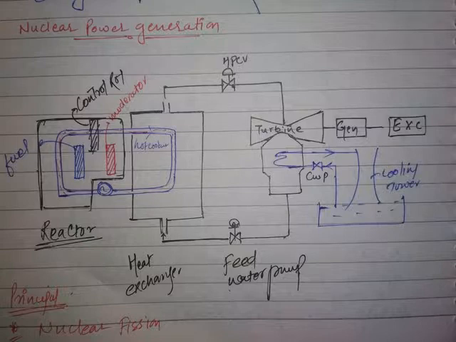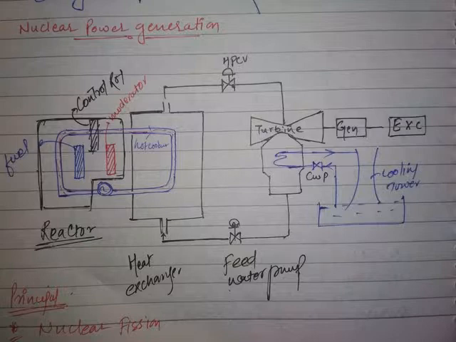Sometimes the nuclear chain reaction is continuous and produces an excess amount of heat. This excess heat depends on two things. One is how many neutrons are released. The second is how fast one neutron hits the other nucleus. We have to control these two parameters. If excess neutrons are released, they have to be absorbed. For absorbing these excess neutrons, we are using a control rod.